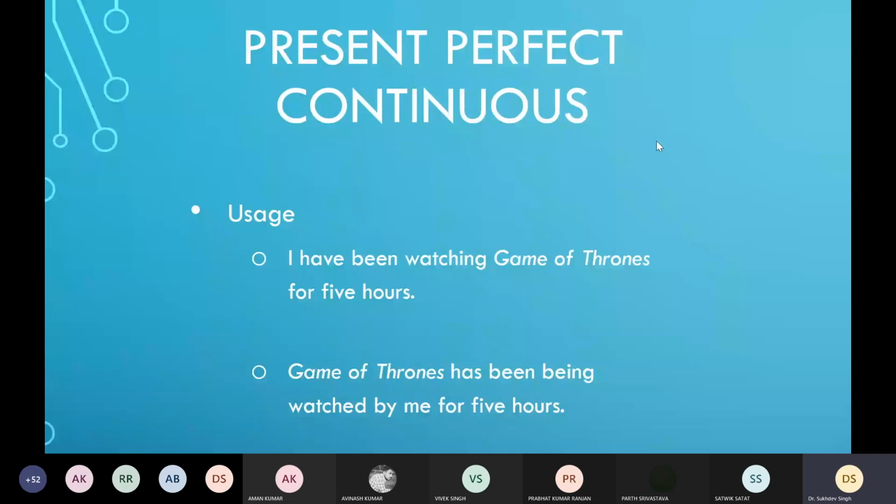Now let us move to the next tense. Present perfect continuous. People generally do not use the passive voice for present perfect continuous. So it's very rare that a sentence in present perfect continuous passive voice will be constructed. Because we learned tenses, we need to convert them into passive voices also. That's why we have the uses for present perfect continuous tense as well. Pay attention to the first sentence. I have been watching Game of Thrones for 5 hours.